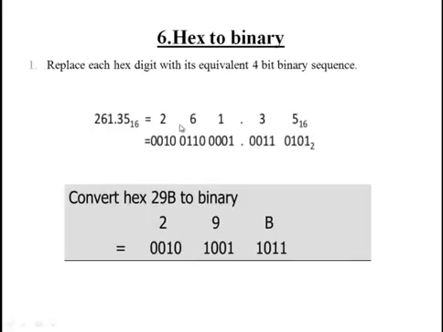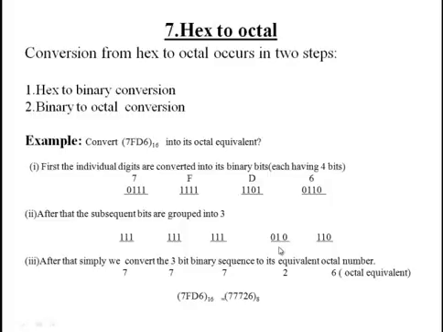Now if we have to convert hex to binary, vice versa, as we did in octal to binary where we represented each digit as a 3-bit binary sequence, here we represent each digit as a 4-bit binary sequence. So 2 is represented as 0010, 6 as 0110, 1 as 0001, 3 as 0011, and 5 as 0101. If we have another hex number, say 29B, to convert into binary, we represent 2 as the 4-bit sequence 0010, 9 as 1001, and B as 1011.